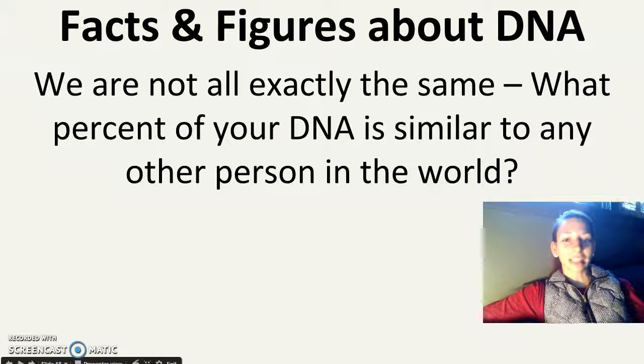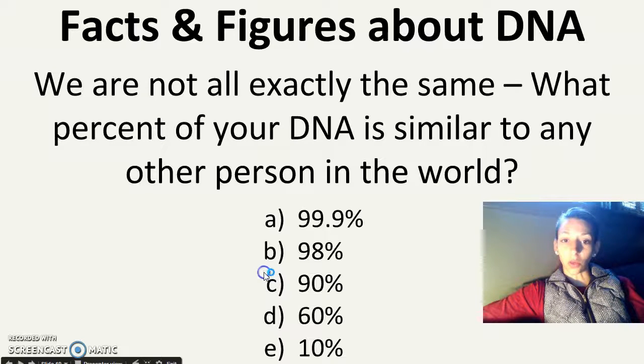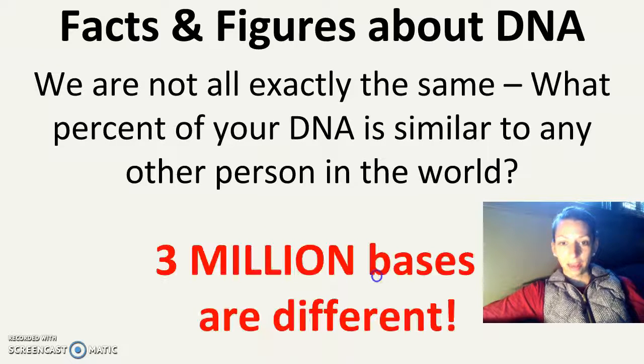And so we're not all exactly the same. What percent of your DNA do you think is similar to other people in the world? So take a quick guess. It's actually 99.9%. Now that seems like a large number that's similar to somebody else, but when you actually do the math, that's still 3 million bases that are different from your DNA to any other human being on Earth. So that's quite a few. We'll talk about the implications of this when we get to DNA fingerprinting and forensics and evolutionary relationships with DNA. Let's get back to our basics first.